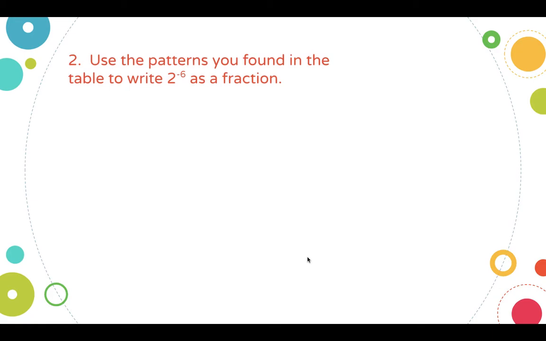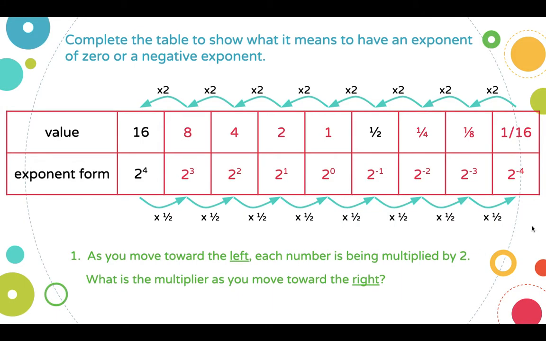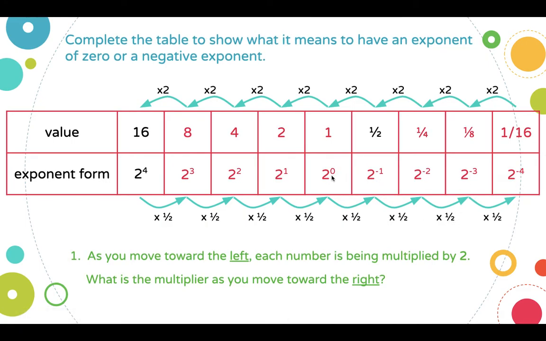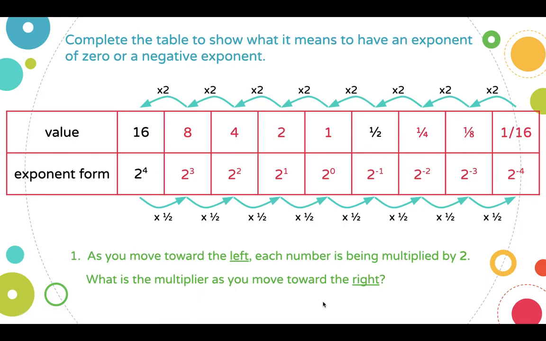All right. So use the patterns you found in the table to write 2 to the negative 6th as a fraction. So let's look back at our table here. 2 to the negative 6th, and we needed to carry on 2 more jumps here to do that. But if you notice, after 2 to the 0 power, when we're going into the negative exponents, they become fractions. So our answer should be in fraction form.